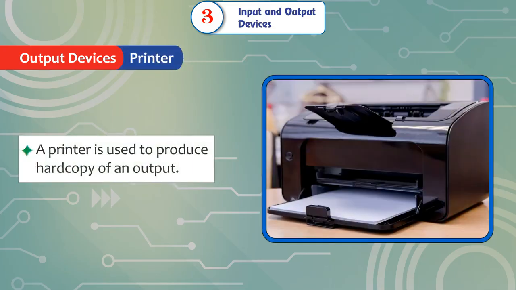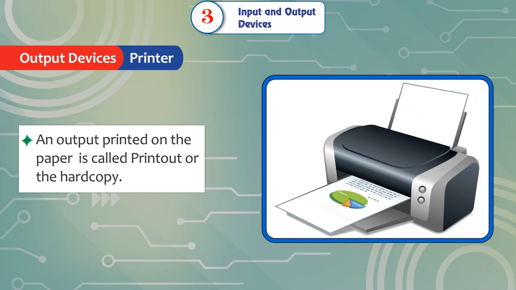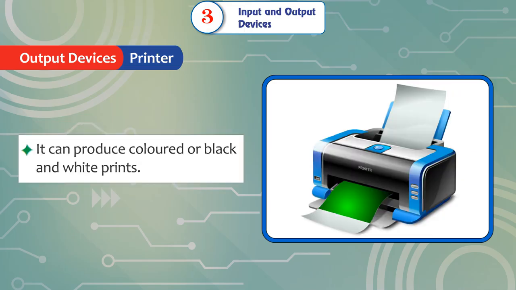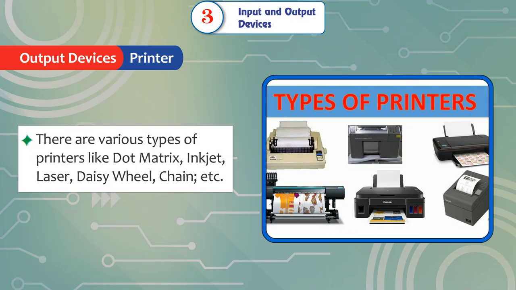Printer. A printer is used to produce hard copy of an output. An output printed on the paper is called printout or the hard copy. It can produce colored or black and white prints. There are various types of printers like dot matrix, inkjet, laser, drum, chain, etc.